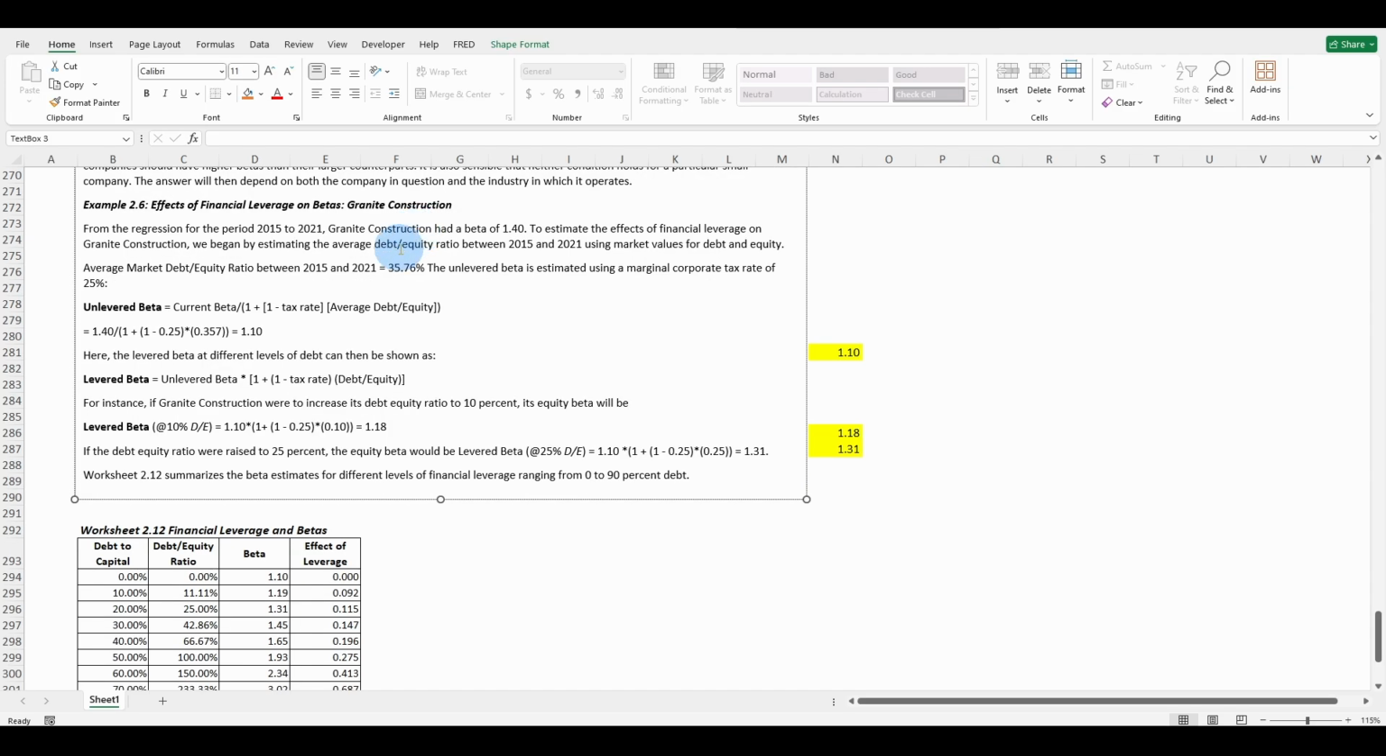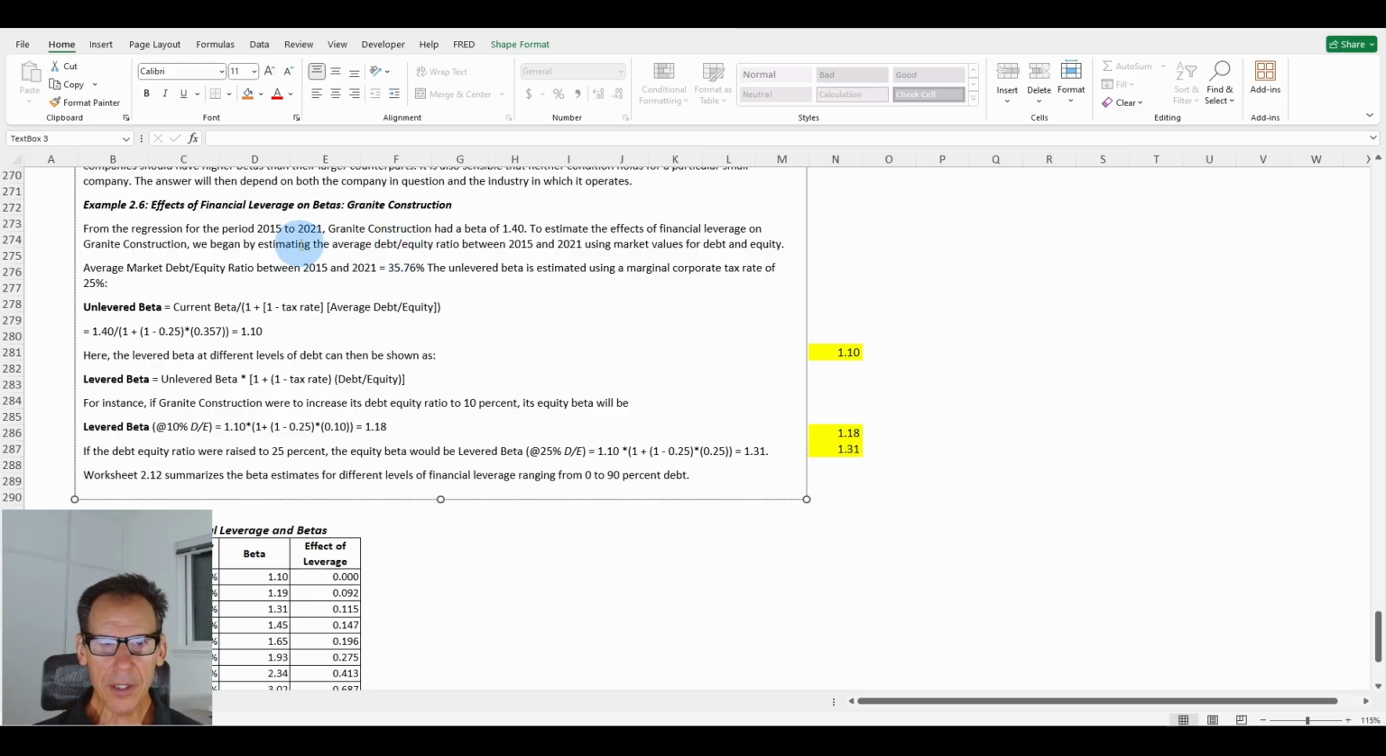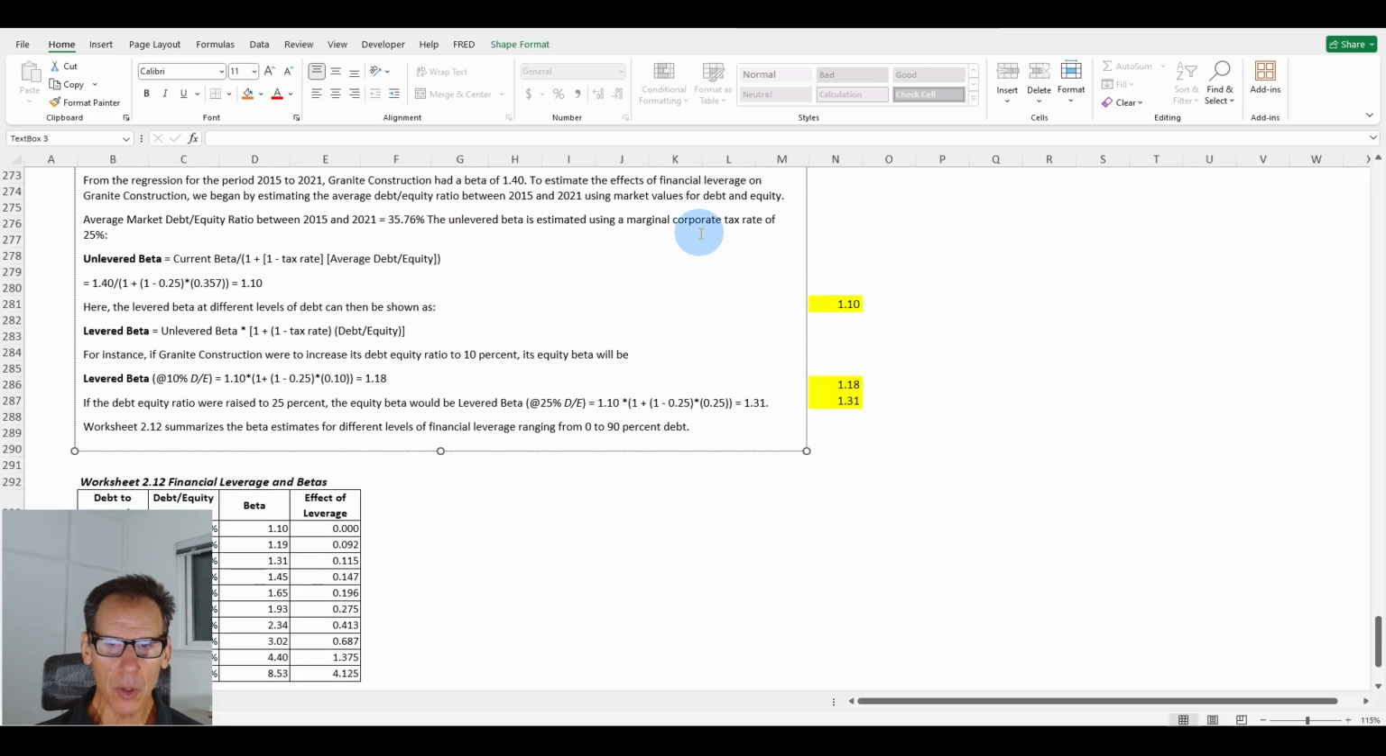Effects of financial leverage on betas. From the regression for the period 2015 to 21, Granite Construction had a beta of 1.4. To estimate the effects of financial leverage on Granite Construction, we begin by estimating the average debt to equity ratio between 15 and 21 using market values for debt and equity. The average market debt to equity ratio between 15 and 21 is 35.76%. The unlevered beta is estimated using a marginal corporate tax rate of 25%. Unlevered beta is equal to 1.10.